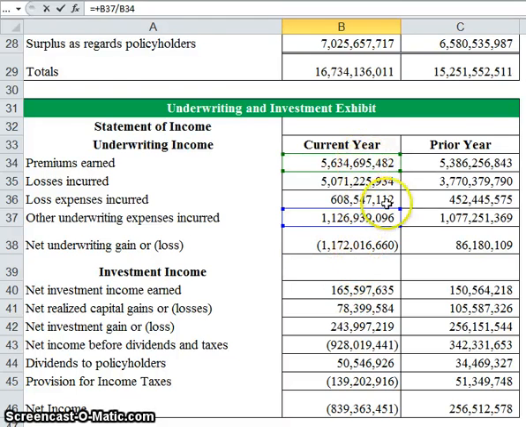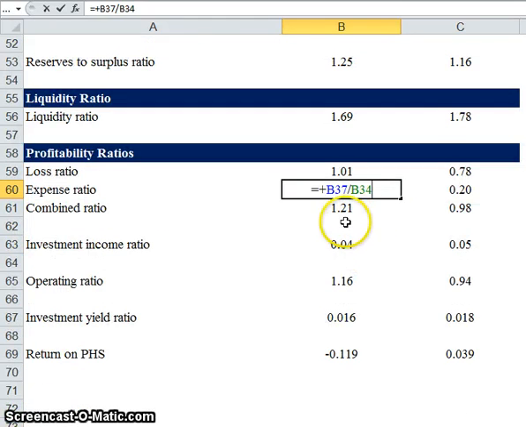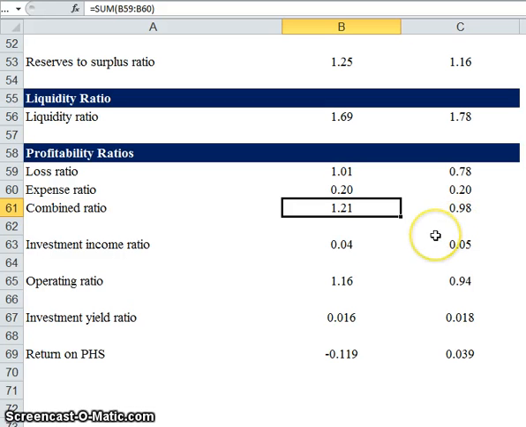Here we go, premiums earned. And as you know, the combined ratio is the sum of the two. So the combined ratio shows us that Barnley did not make an underwriting profit in the current year. A 1.21 ratio tells us that.